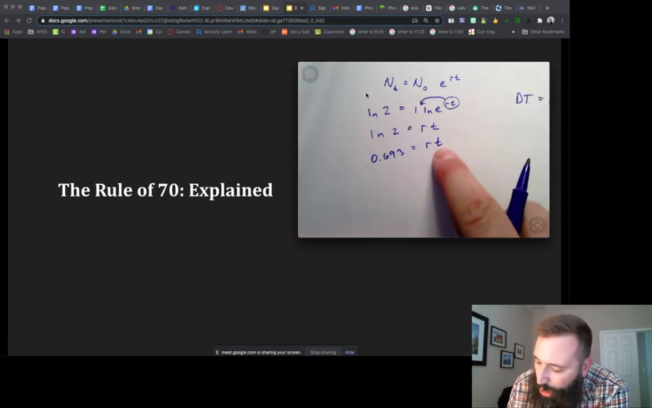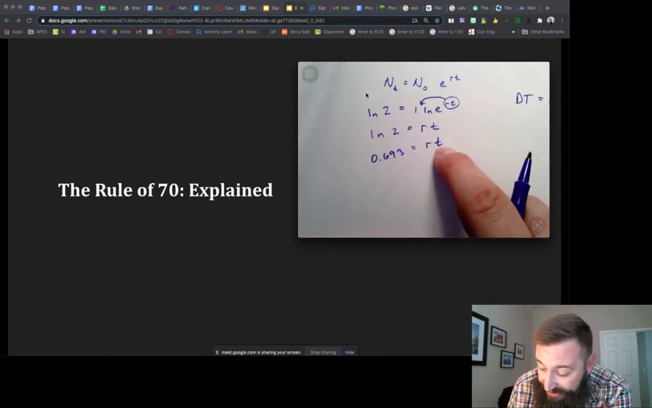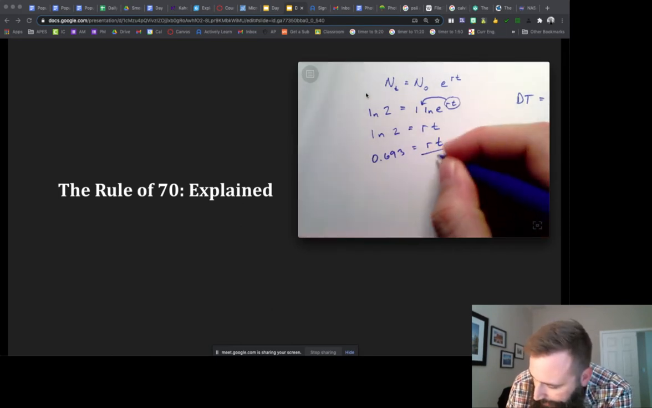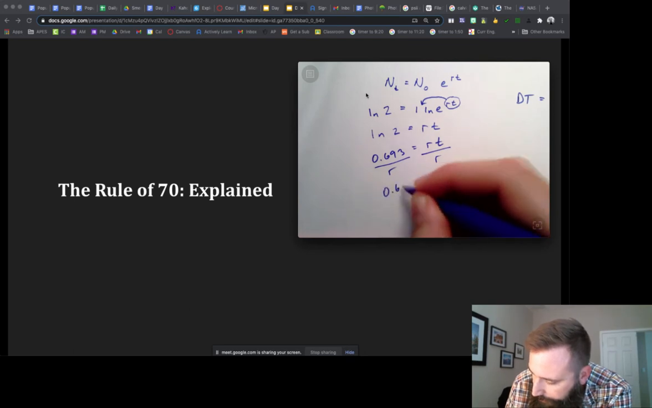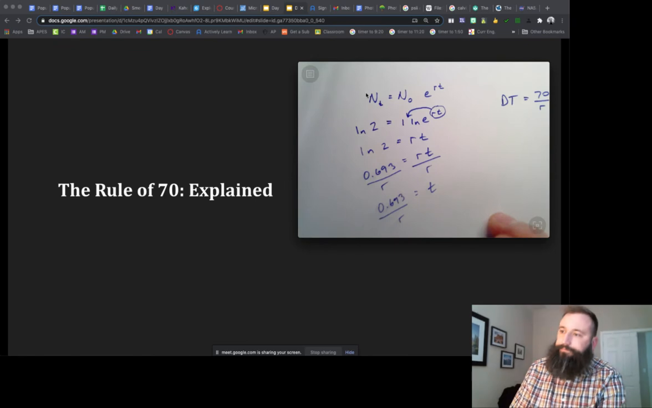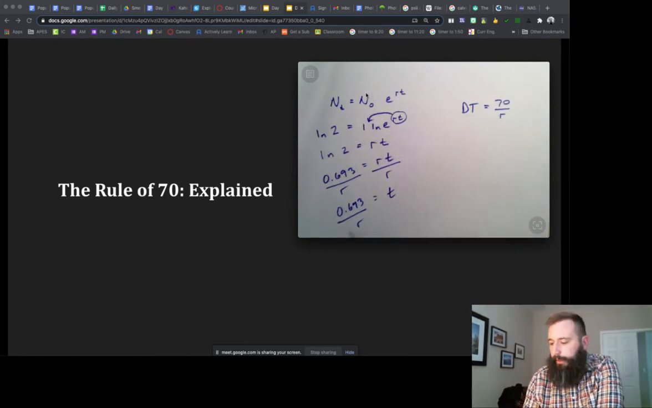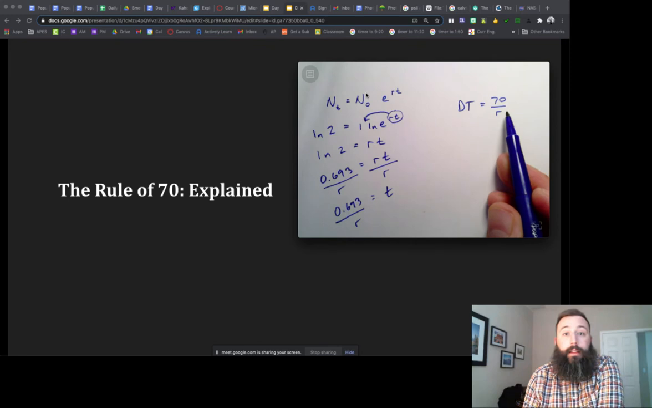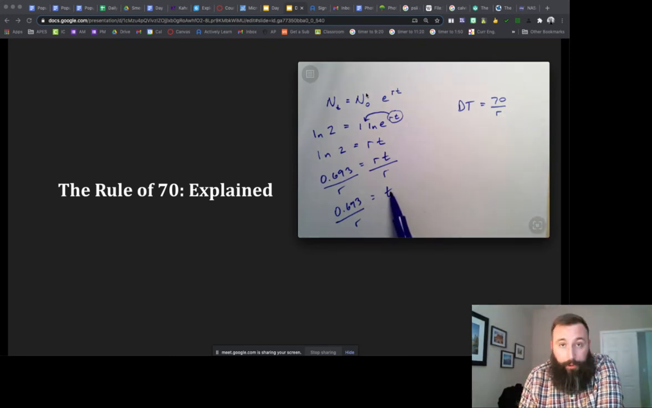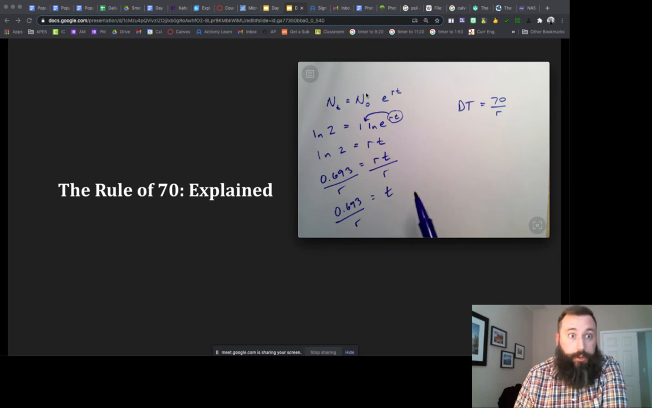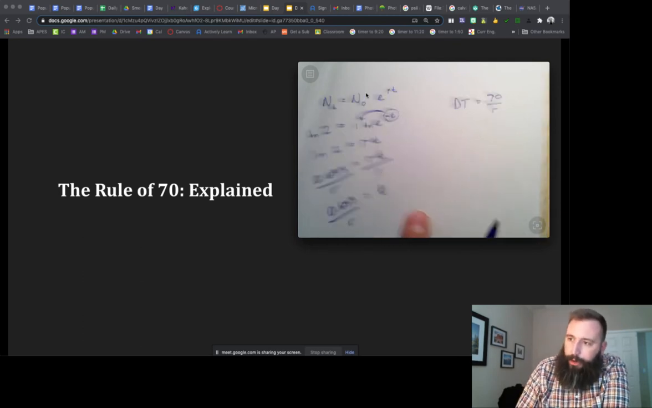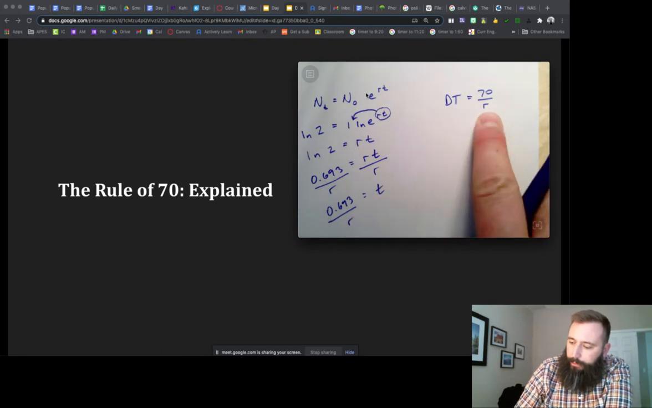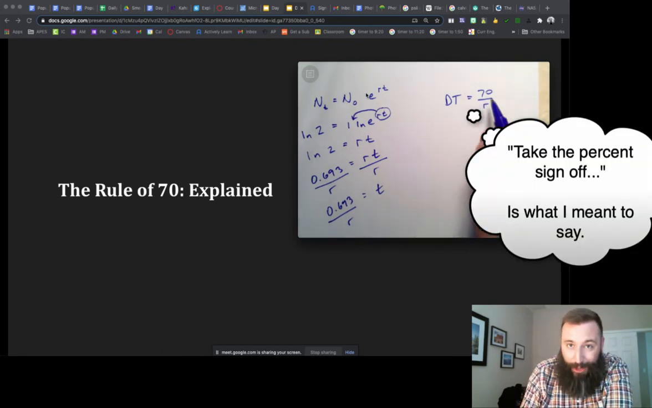If we wanted to see how long it took for that population to double in size, let's get T by itself. T is equal to about 0.693 over R. The time it takes to double a population from 1 to 2, or from 200 to 400, or 1 million to 2 million, is equal to 0.693 divided by R. Now you're wondering, well, that's not 70. If you remember, we've got to take the decimal point off of this.